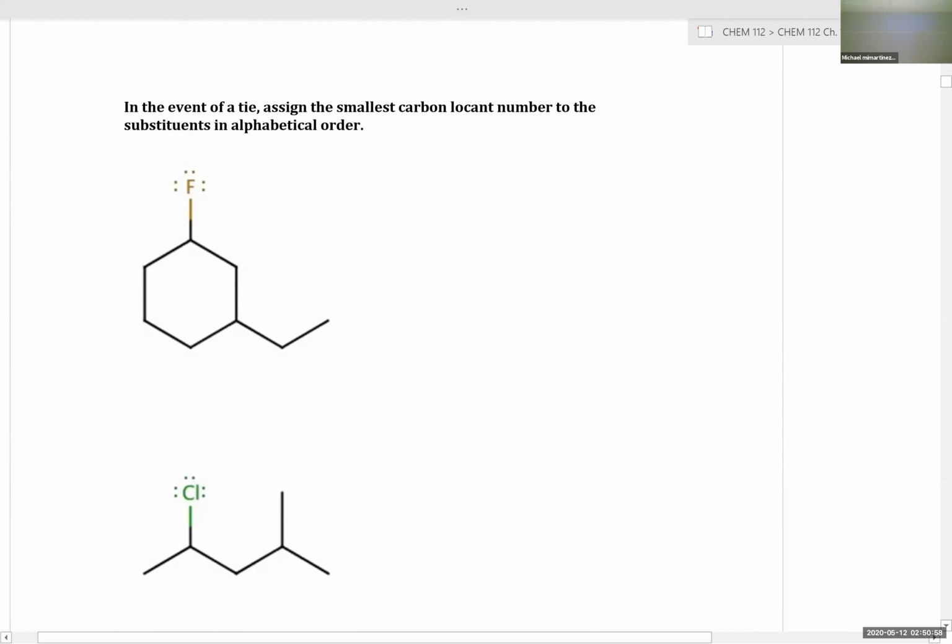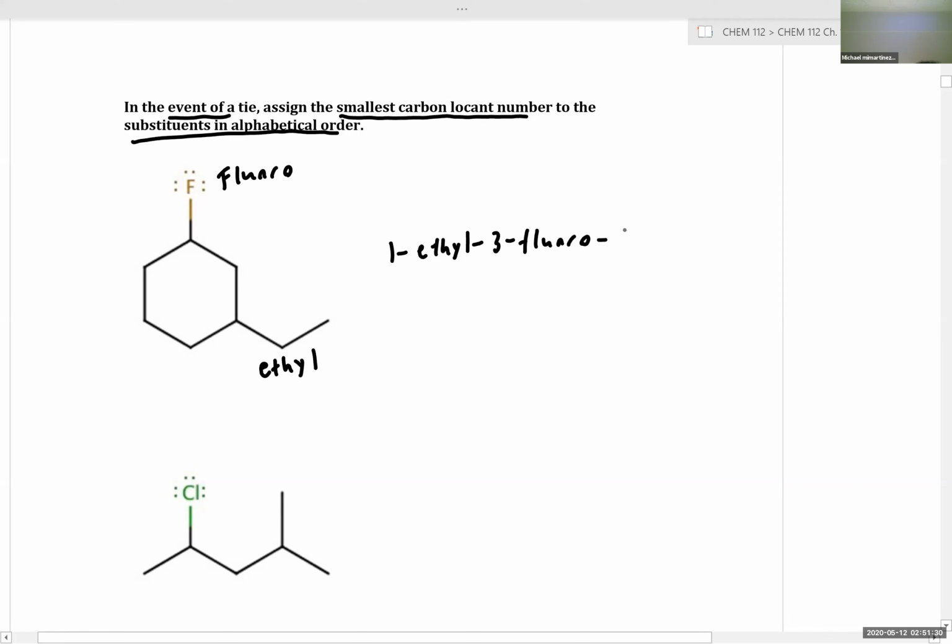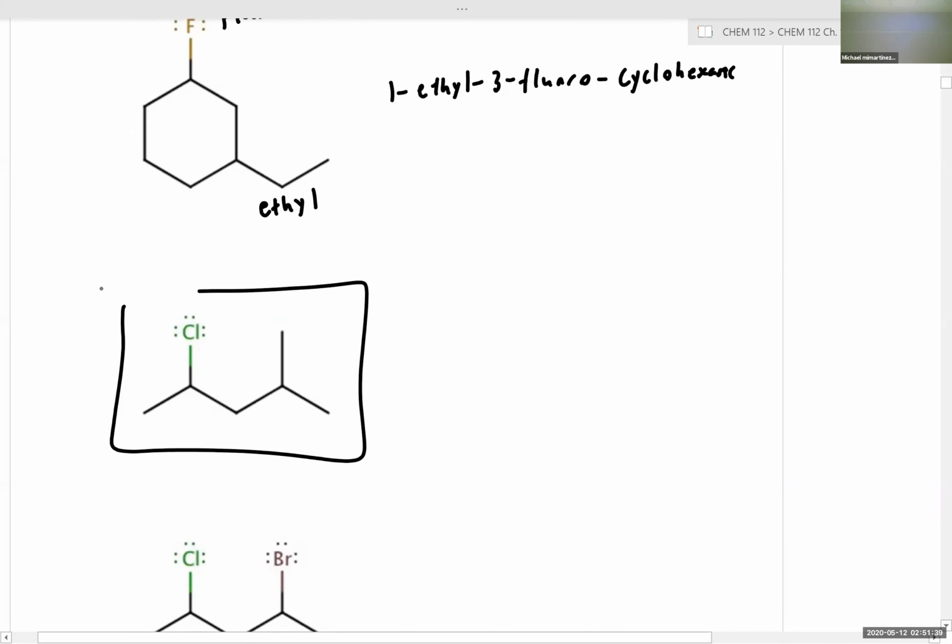So just as a side note, in the event of a tie, you're going to assign the smallest carbon locant numbers to substituents in alphabetical order. So if we have a fluoro substituent versus an ethyl substituent, what should get the lowest locant number? Fluoro or ethyl? Which functional group is first alphabetically? Ethyl, right? So we name this as 1-ethyl, 3-fluoro, cyclohexane. Perfect. Let's look at this next example.